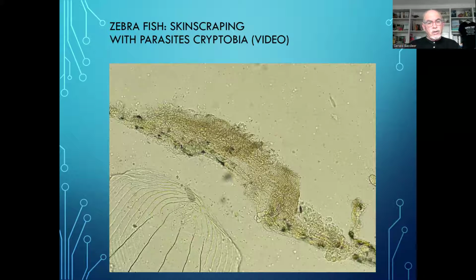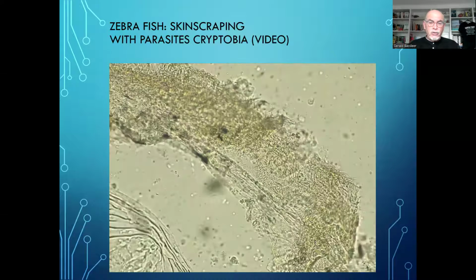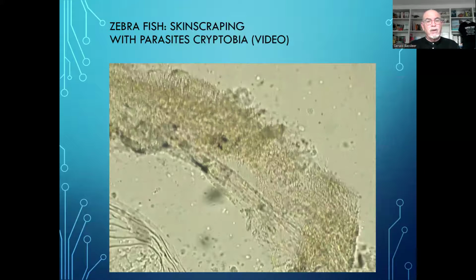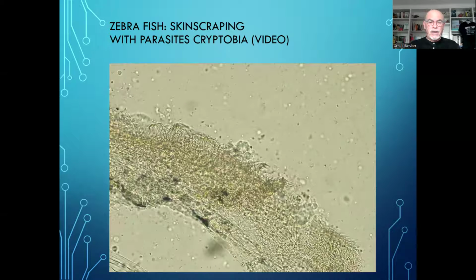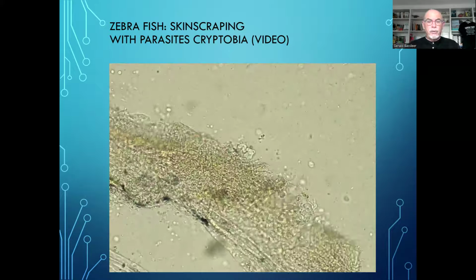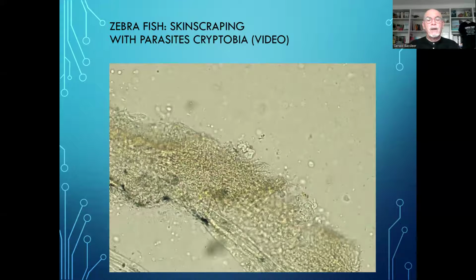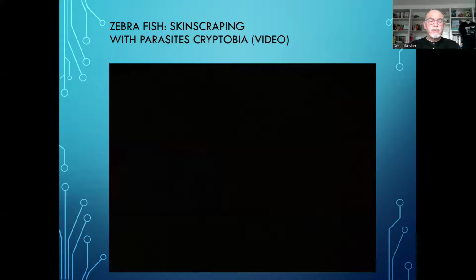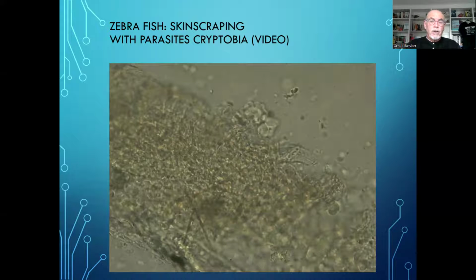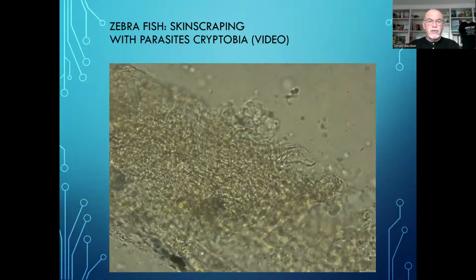So we took the skin scraping, and in the scraping, if you watch it closely, particularly at a higher magnification, you see all the tiny flagellated parasites. Those look like Cryptobia. In my opinion, they are Cryptobia, which is a small flagellate parasite nearly similar to Costia or Ichthyobodo. Here we see it at a much higher magnification.